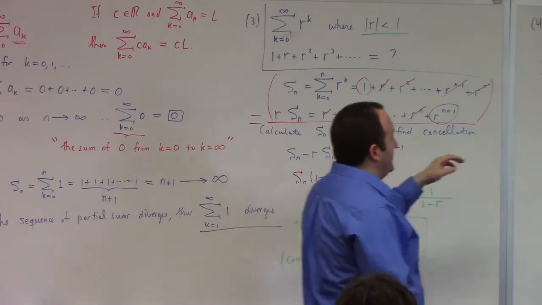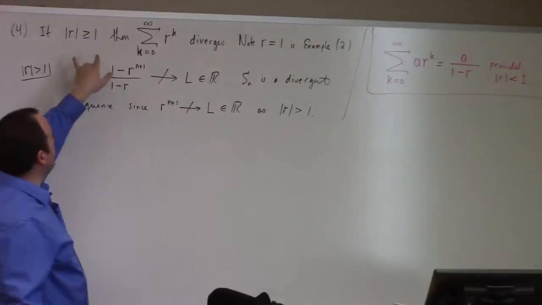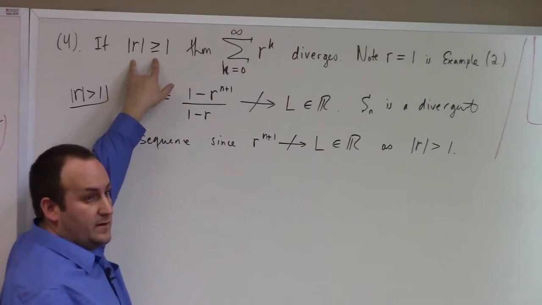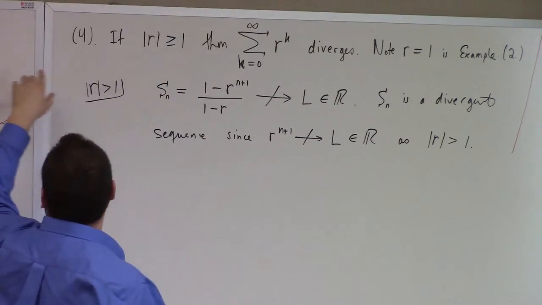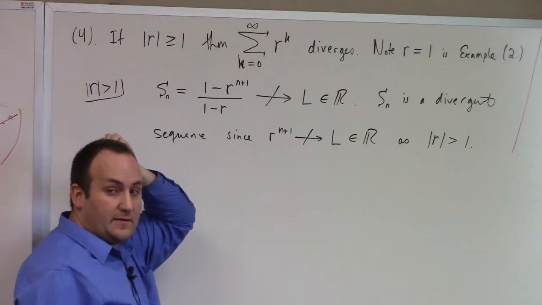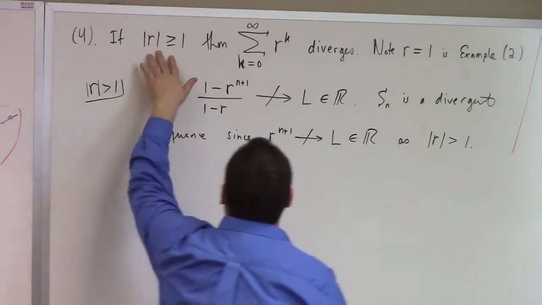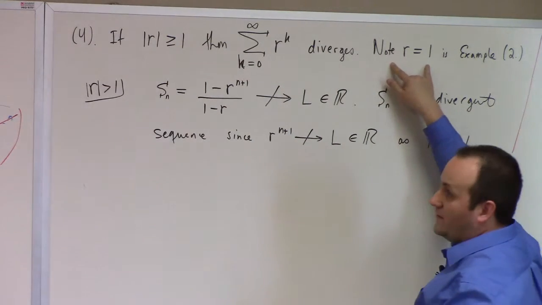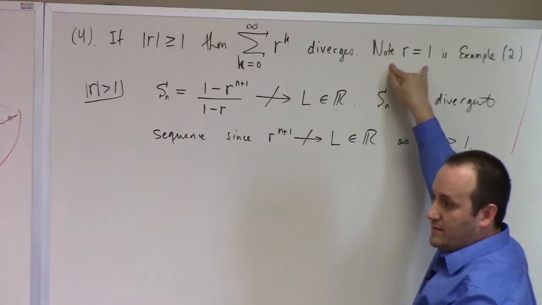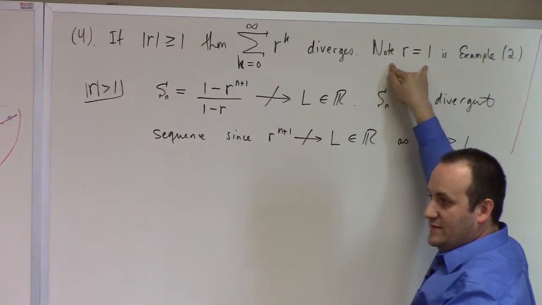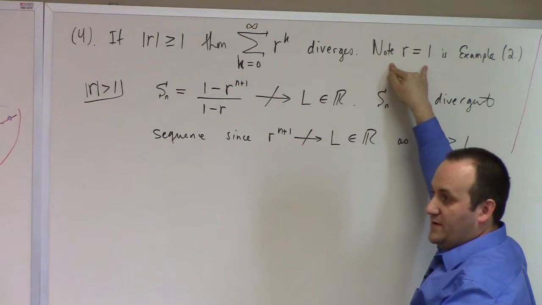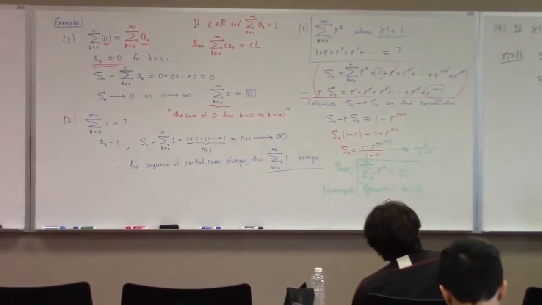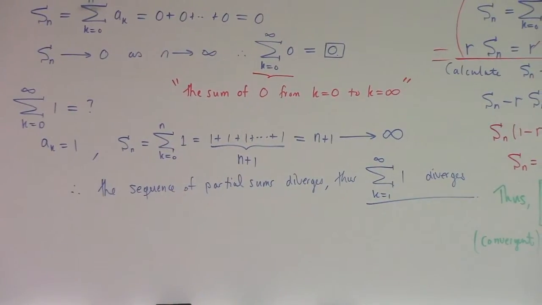Now, on the other hand, if you have the same thing, but if your r is greater than or equal to 1, and r is usually called the ratio of the geometric series, then we can show that this diverges. Let's see how. First of all, r equals 1 is something we already did. R equals 1 is exactly this guy, right? Because the sum k equals 0 to infinity of 1 is, think about it, 1 plus 1 squared.